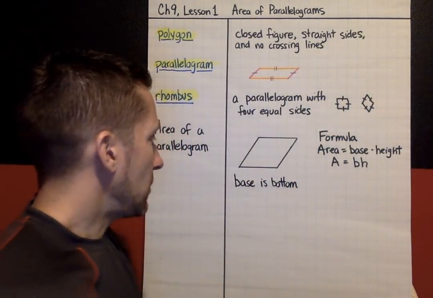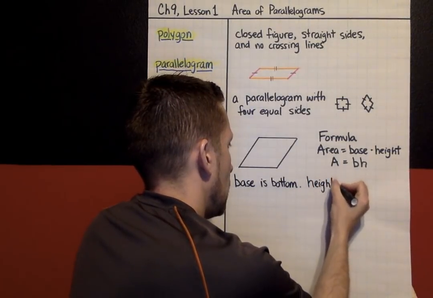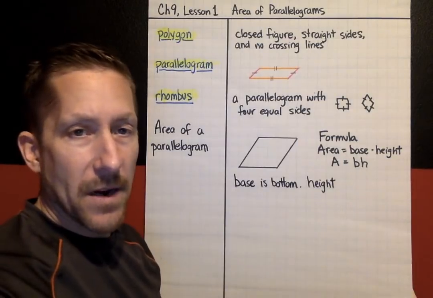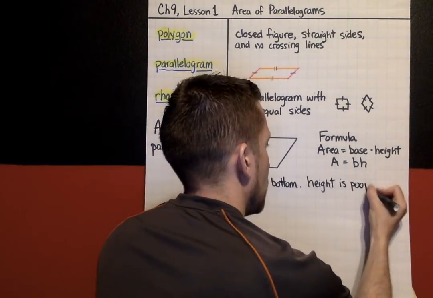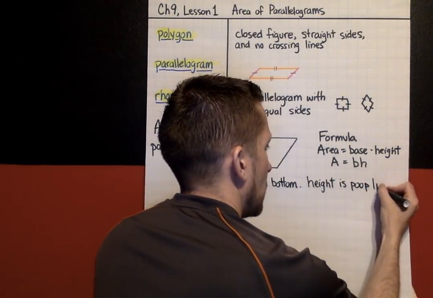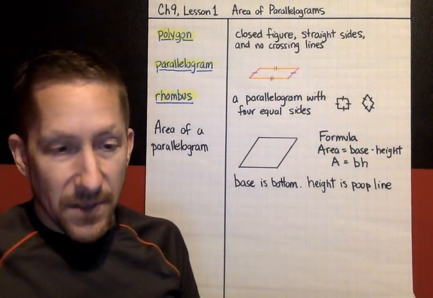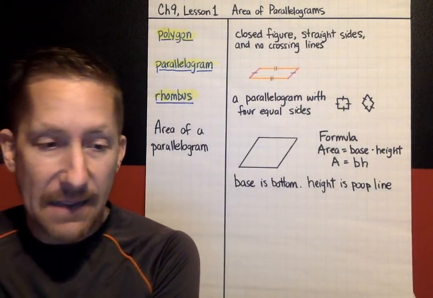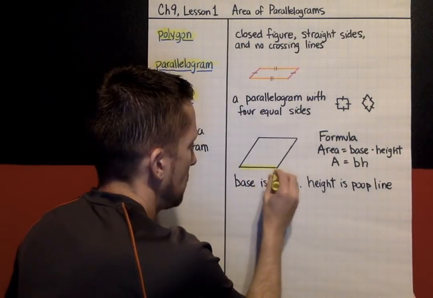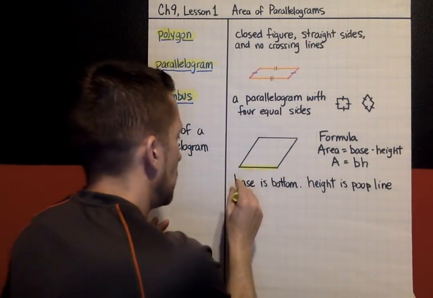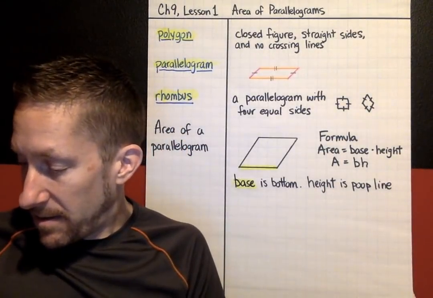Base is the bottom, and the height of the parallelogram is, here's where the bird poop comes in, the height is the poop line, and I'll explain that in just a moment. So the base is the bottom, so if I'm looking at this parallelogram, I'm going to highlight the base. That would be this right here. So the base is the bottom of the parallelogram. Now the height is the poop line.